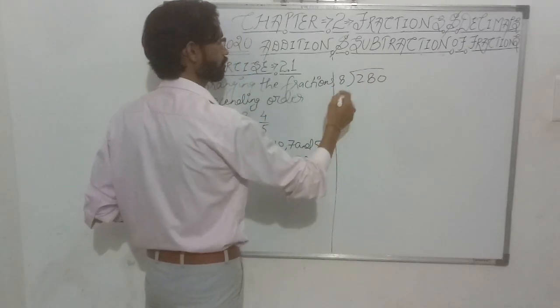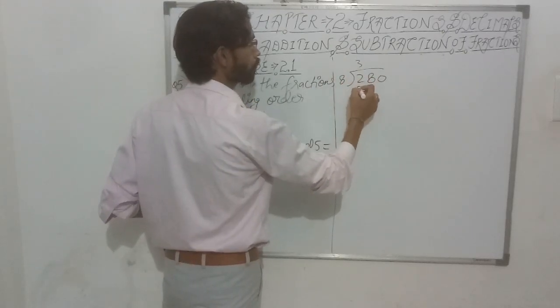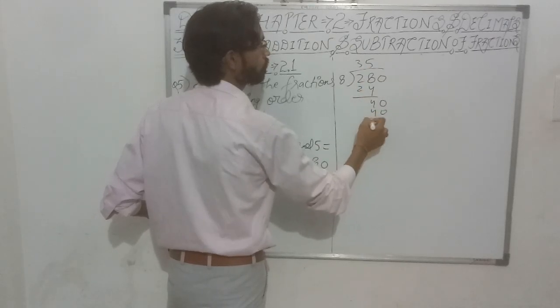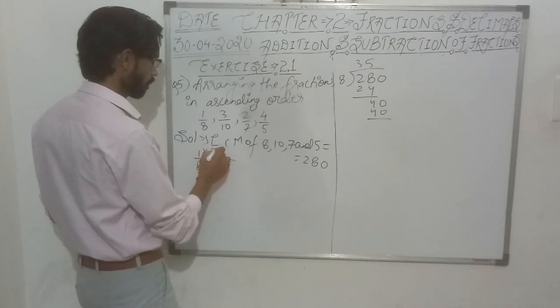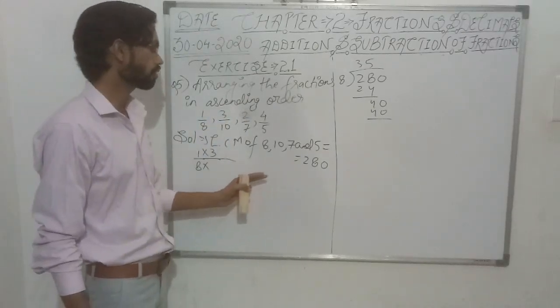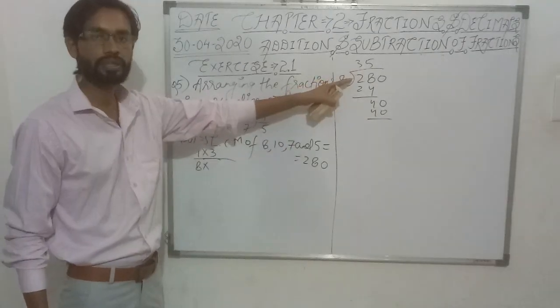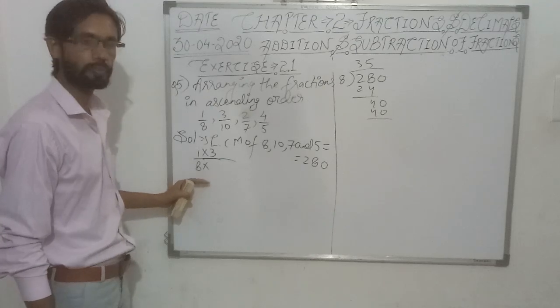लाइक 8 1 जा 8, 8 3 जा 24, 8 5 जा 40. What we got? 35. That means अब जो आपका एलसीएम को डिवाइड करने पे आपको जो वैल्यू मिल रही है क्वेश्चन में, that will be multiplied in the numerator as well as in the denominator.